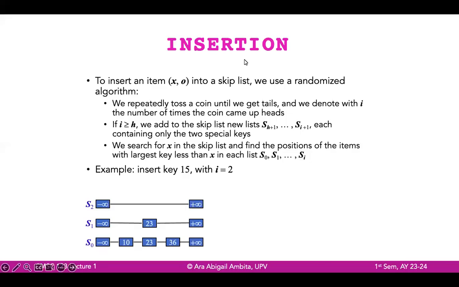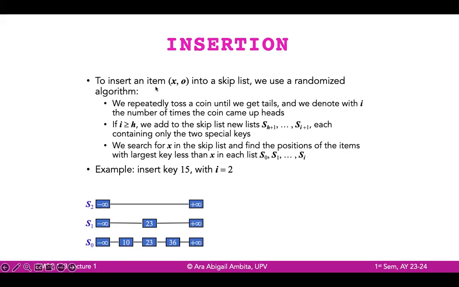So hi everyone, in this video I'm going to discuss how to insert an item into a skip list. So how do we insert an item or a key-value pair, X and then O, into a skip list? We are going to use a randomized algorithm. And what are we actually randomizing here? We want to randomize the number of lists that we are going to add.